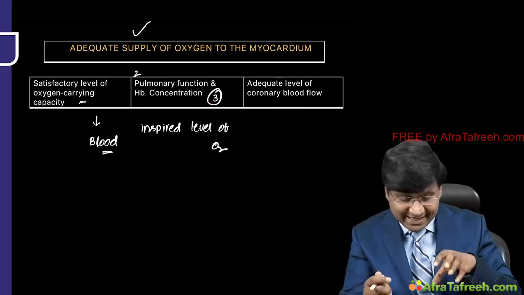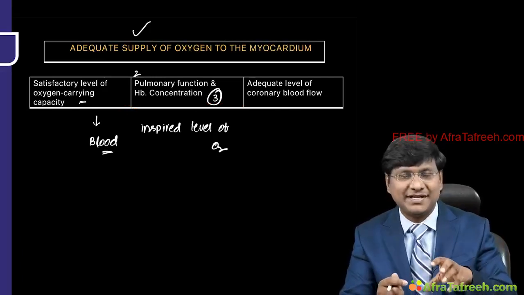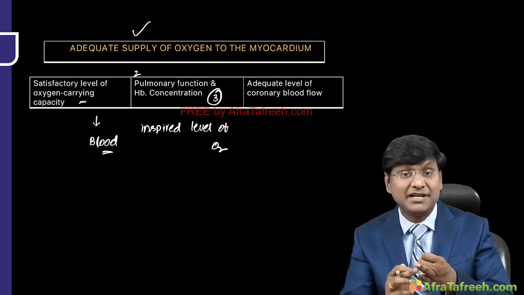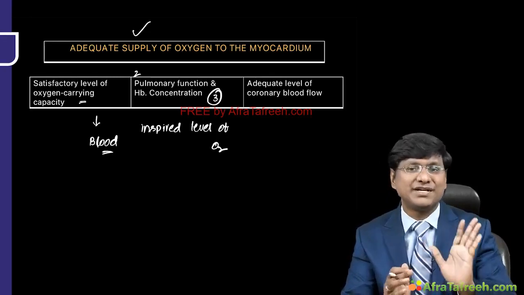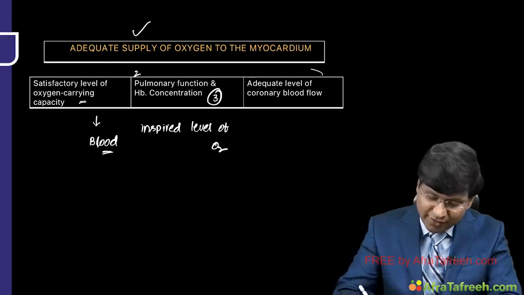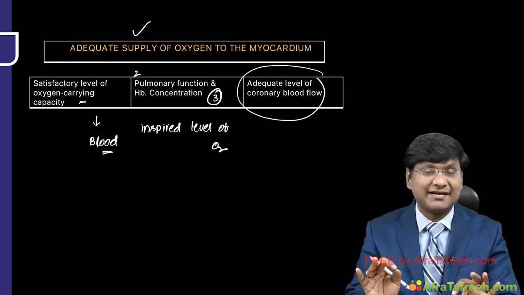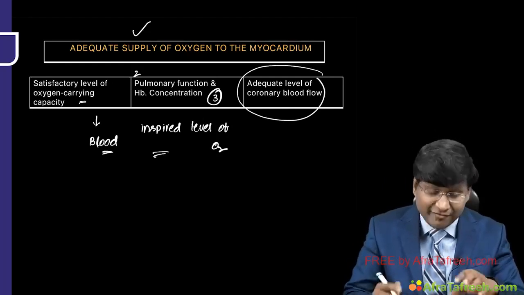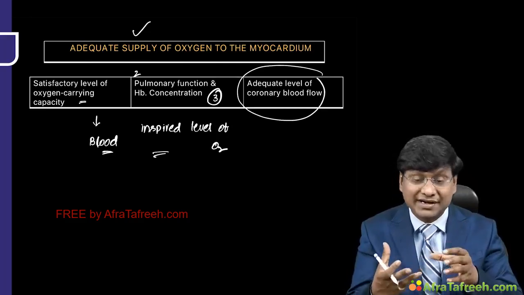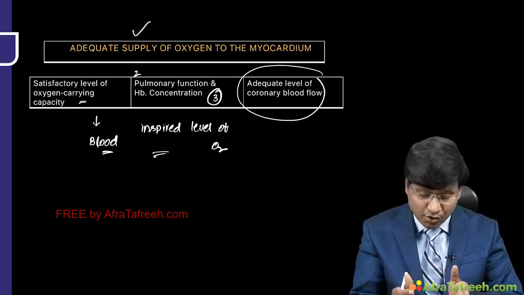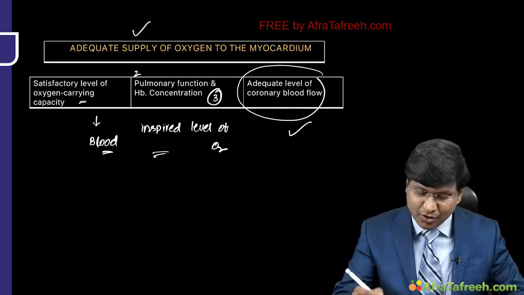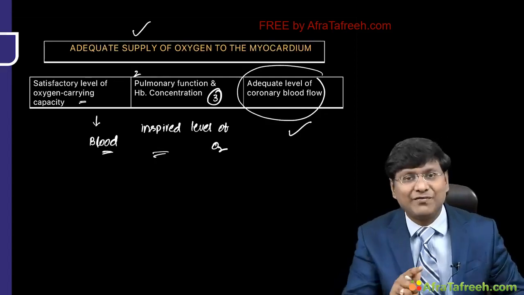So the satisfactory level of the oxygen carrying capacity completely depends upon the inspired level of oxygen, the pulmonary function of the individual, and the hemoglobin concentration as well as function. Now, if there is an adequate level of coronary blood flow along with these functional capacities, then the myocardium will be able to meet its demand. So a satisfactory oxygen carrying capacity is not sufficient alone; there should also be an adequate level of coronary blood flow as well.